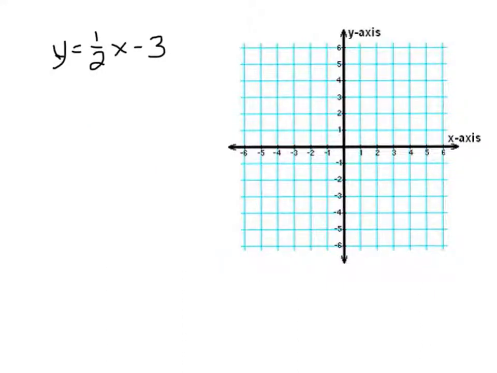If you can get a piece of graph paper, here's an equation that I would like you to graph. Once again, please pause this, graph it, and then turn this back on again so you can check your graph with my graph.